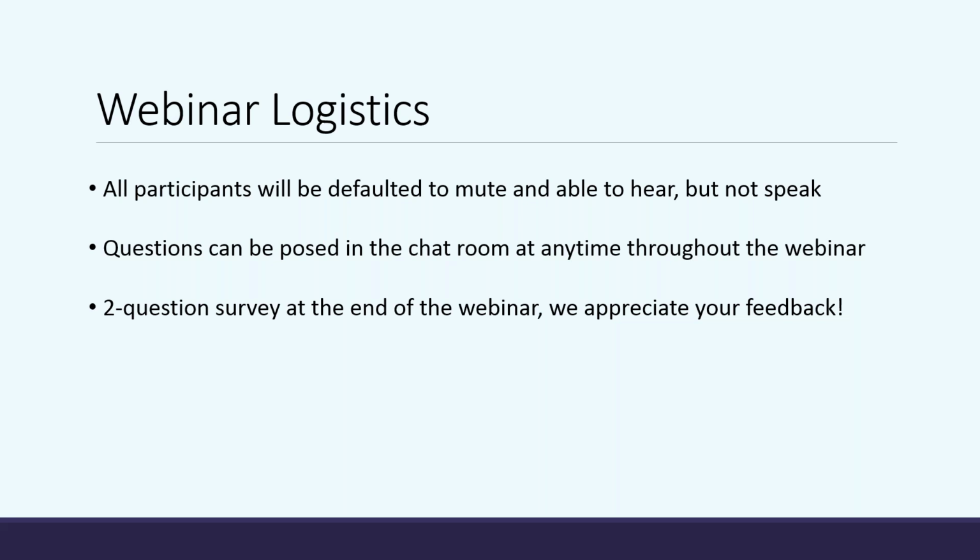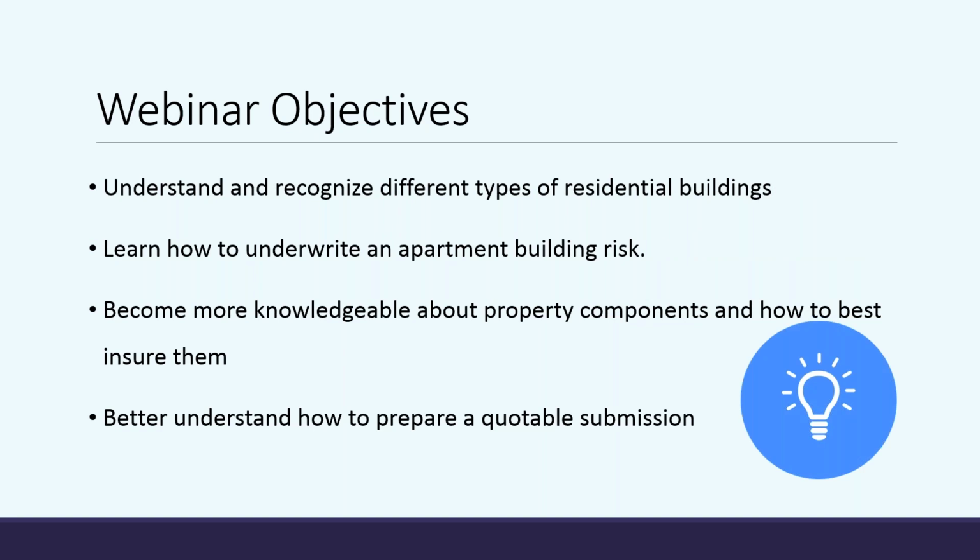So let's talk about what we're going to cover today. Webinar objectives. You can get more familiar with the different types of apartment buildings and residential buildings, and how to recognize what you have. We're also learning more about how to underwrite an apartment building risk. There's a lot that goes into it, to get it right and to get competitive quotes. So Michelle's going to cover that for you as well.